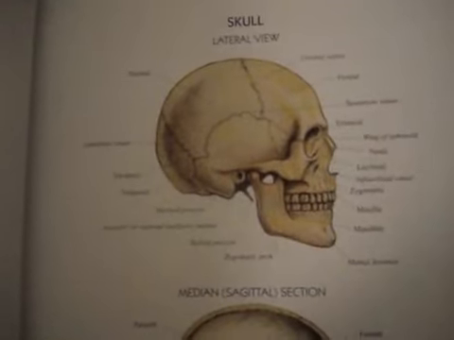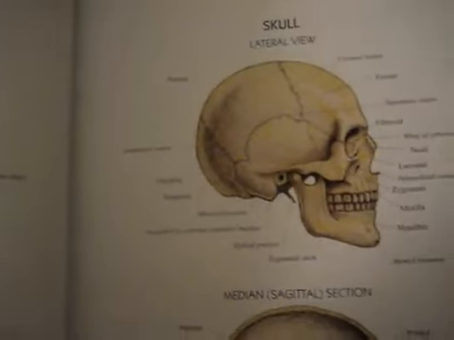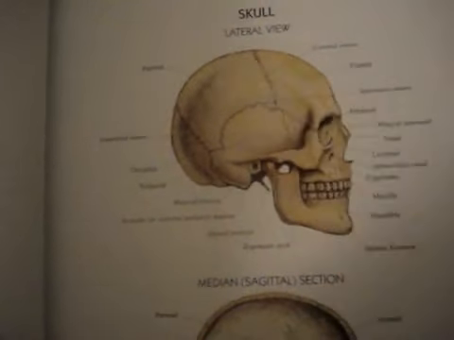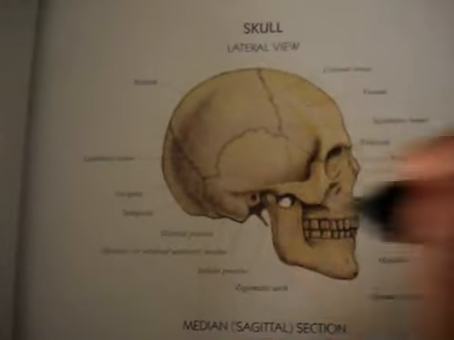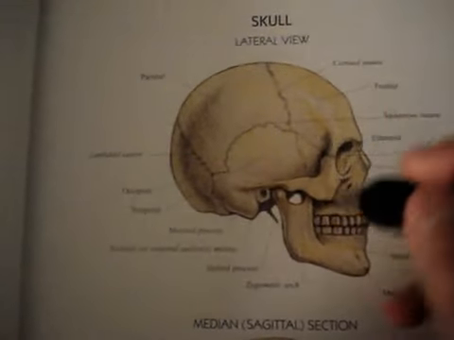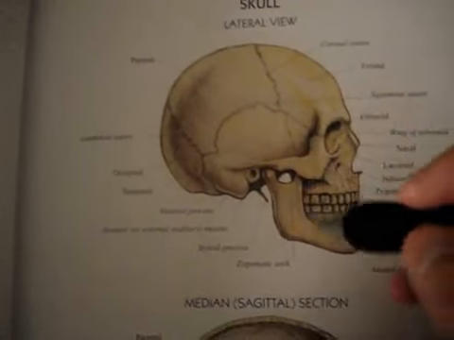Hello and welcome to tutorial number 9. In this tutorial we'll be talking about the skeletal anatomy of the head. We will first begin with the lateral view of the head, the view from the side. We will begin from the bottom portion and we'll go up.